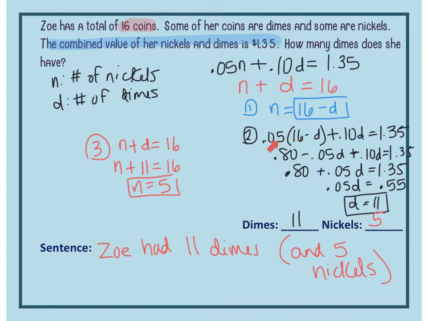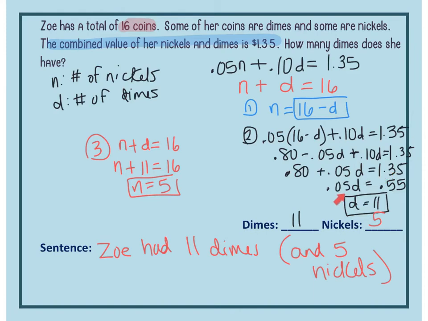Now, the biggest mistake here is multiplying the 0.05 times 16. I'm not using a calculator. I just thought a nickel times 16 nickels is 80 cents. Okay. Multiplied. Then I combined like terms. Negative 0.05 plus 0.10 is 0.05. Subtracted 0.80.